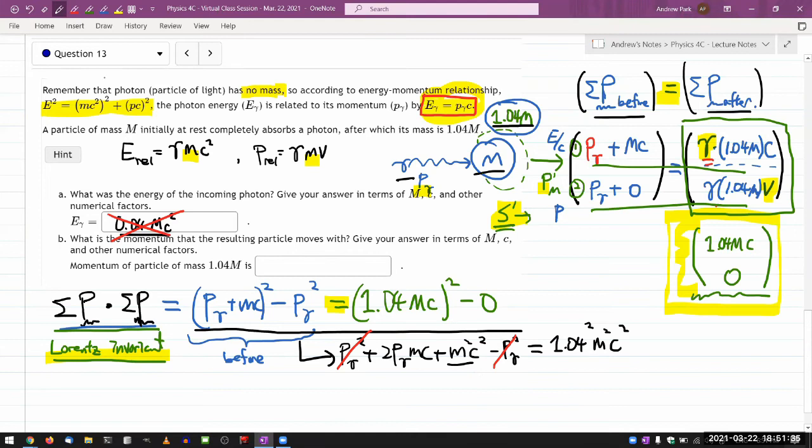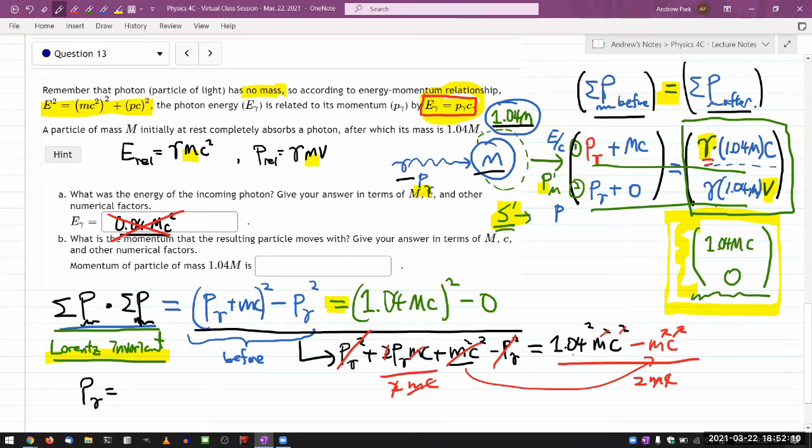Move this over. So I get minus M squared c squared. Divide that by 2Mc on both sides. So let me simplify this algebra here. So I have p gamma, momentum of the photon, which is equal to 1.04 squared minus 1, I'm factoring out Mc. 1.04 squared minus 1, and then Mc.